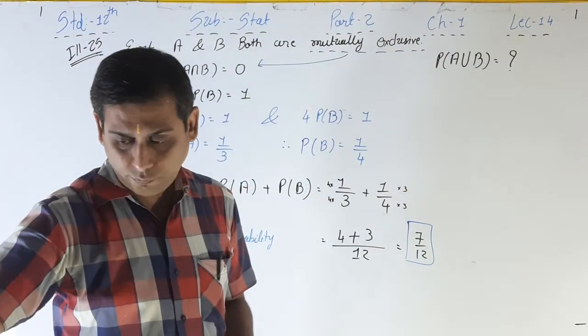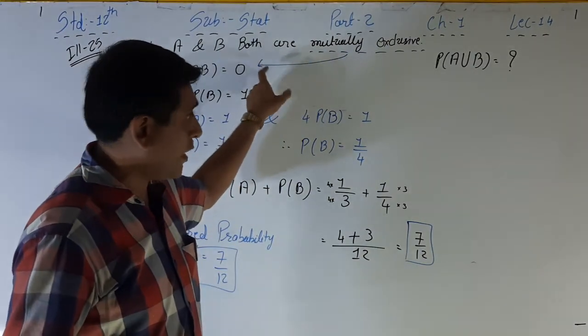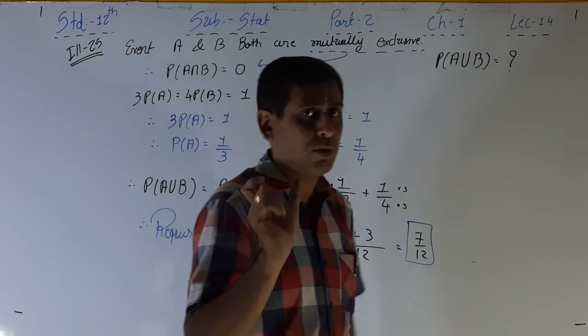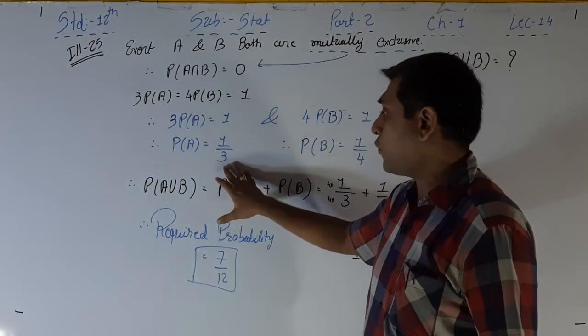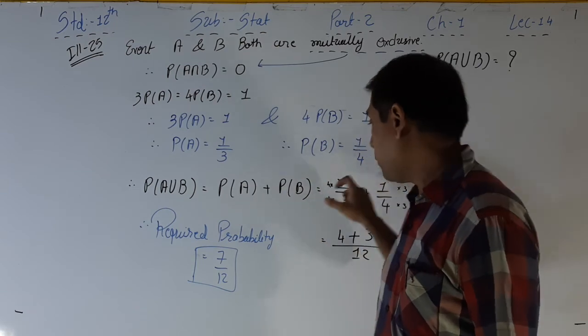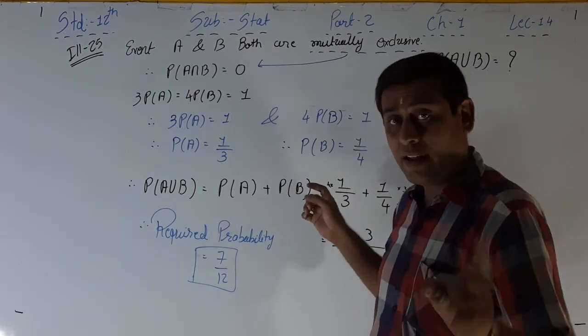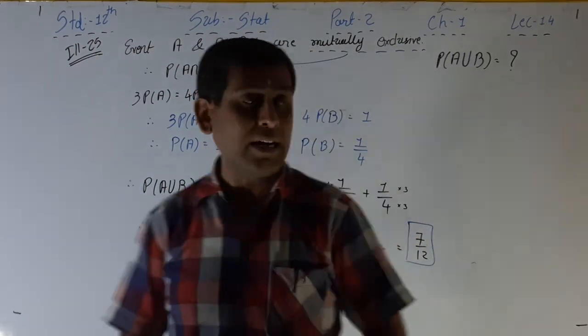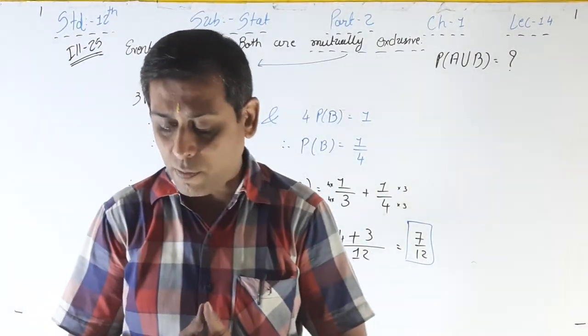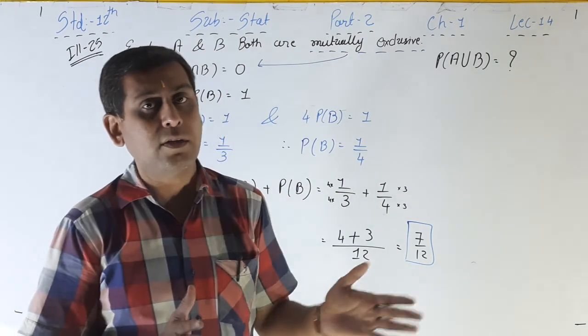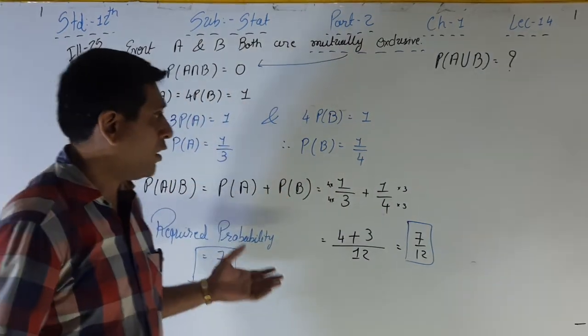Very easy sum, but we have to remember these only. Whenever events are mutually exclusive, A intersection B is equal to 0, and just put the value. First of all, find that out, then put the value into the formula and then simplify. That is, take the LCM and simplify it. The answer is 7 by 12. So your required probability is there. Okay, so first of all, write down this.